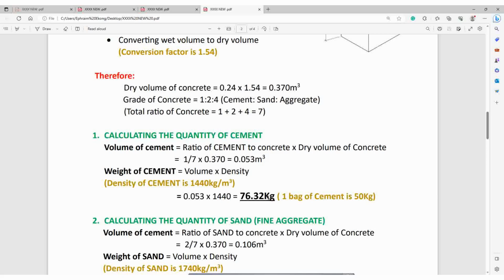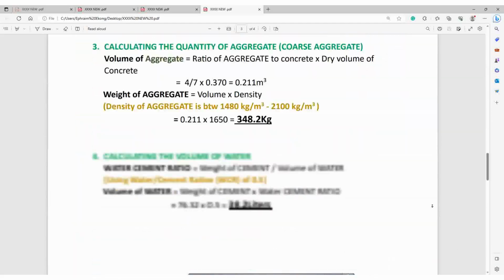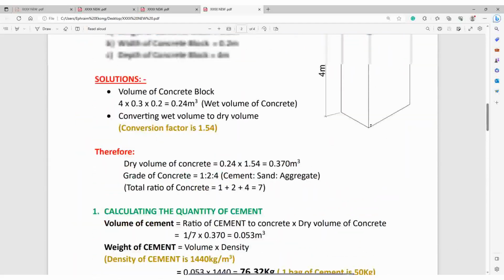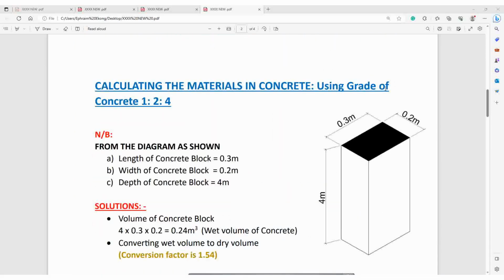So approximately we have 2 bags of cement to achieve this work. So we need a maximum of 2 bags of cement from our estimation.